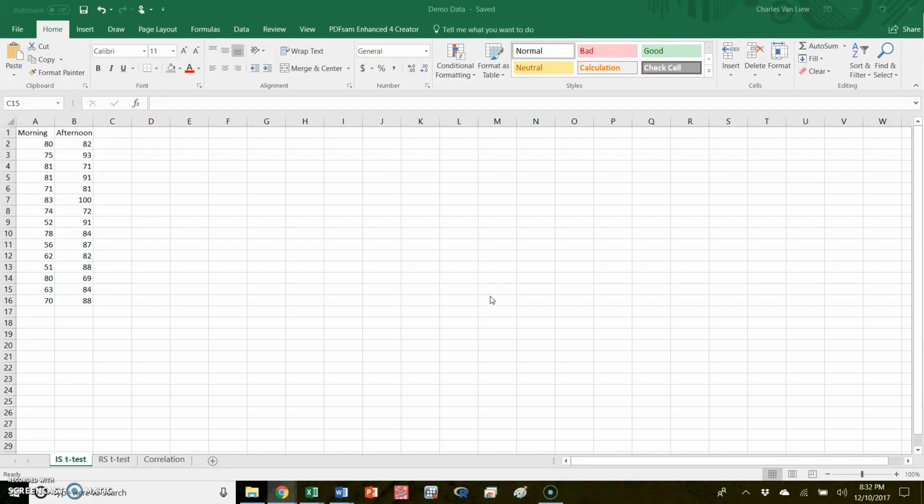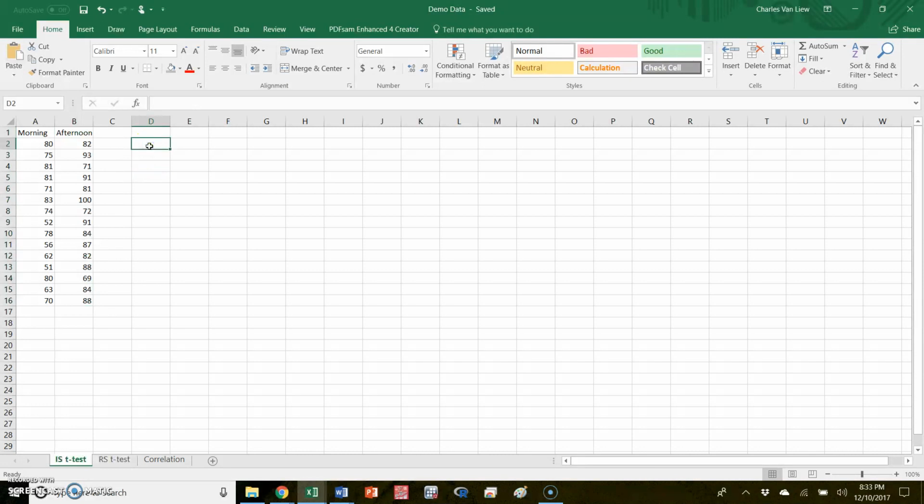So here I have a set of data that looks like what you guys have been given, a simple set of data separated into two columns. One says morning and one says afternoon. And what I have is basically test scores from hypothetical students that are in a class during the morning and in a class during the afternoon. They completed the exact same exam. Their scores were recorded. And now I want to compare these two to see whether or not there are differences in exam scores as a function of time of day.